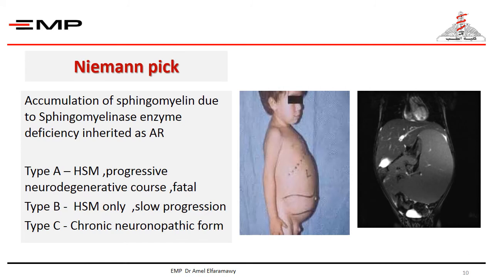Niemann-Pick disease is a lipid storage disease in which there is accumulation of sphingomyelin due to sphingomyelinase enzyme deficiency. It is inherited as autosomal recessive. Type A Niemann-Pick, characterized by hepatosplenomegaly, progressive neurodegenerative course, usually fatal by the age of 2. In type B, there is only hepatosplenomegaly, characterized by slow progression and longer survival. Type C is a chronic neuronopathic form. There is no enzyme replacement till now for Niemann-Pick disease. The treatment is just symptomatic.